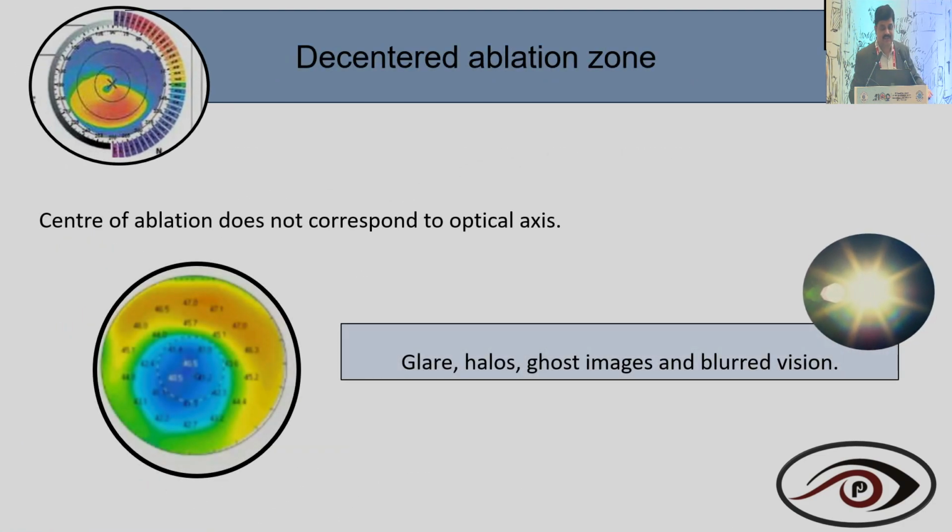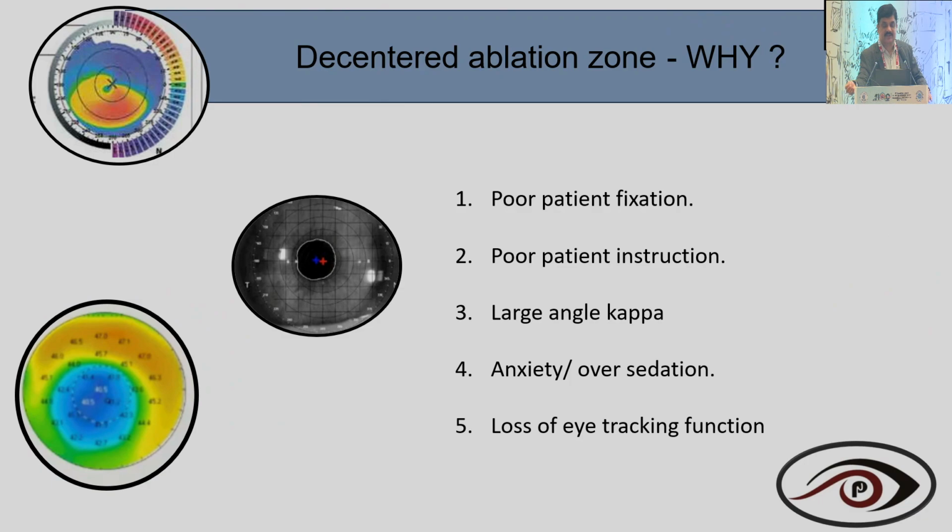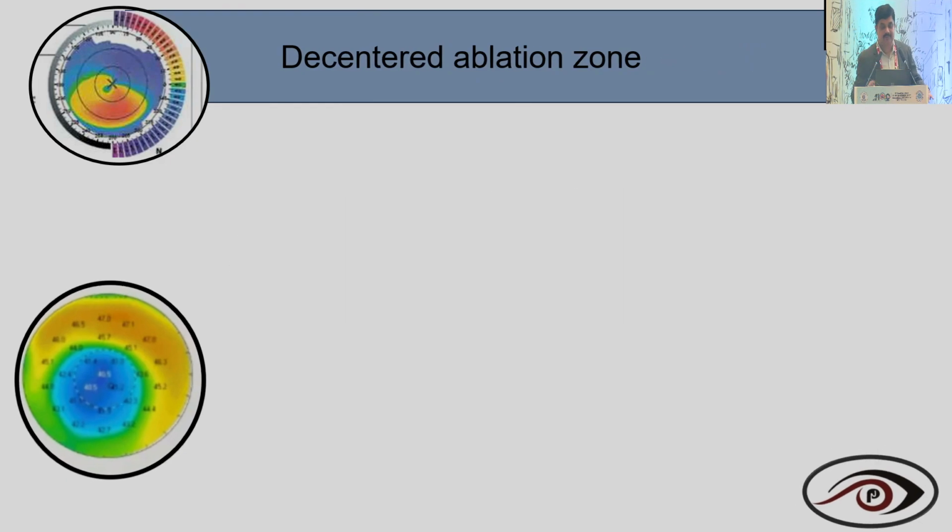So coming to the decentered ablation zone, normally the center of ablation does not correspond to the optical axis. So glare, halos, even ghost images and blurred vision can happen. Why does decentered ablation happen? One reason is poor patient fixation, poor patient instruction. Very important to note a large angle kappa. It can sometimes happen in a patient with over anxiety and even with over sedation. Sometimes when you are doing it with the excimer, you may lose the eye tracking. That might be the major cause.